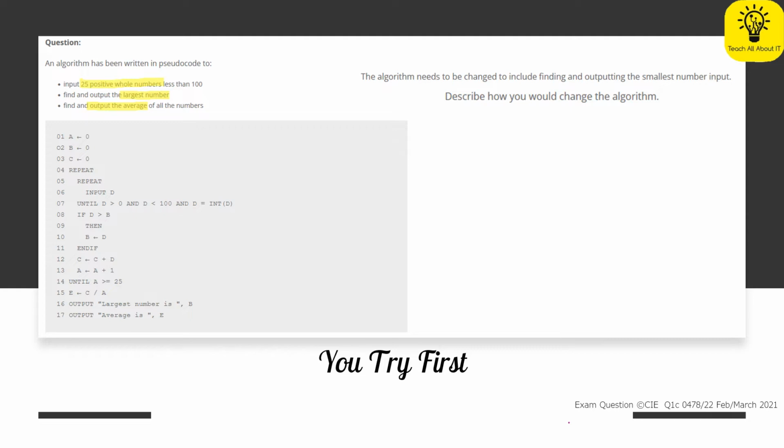Now we have been given a question where the algorithm needs to be changed to include finding and outputting the smallest number input, and describe how you would change the algorithm. My recommendation on this one is to have a scrap piece of paper as part of your exam and write yourself a really quick trace table. If you write the trace table, you'll understand how the algorithm works to find the highest number, and that will help you then add in finding the lowest number too. So what I'd like you to do is pause the video, and then once you've had your own go at this, we are going to compare your answer to our real student answer.